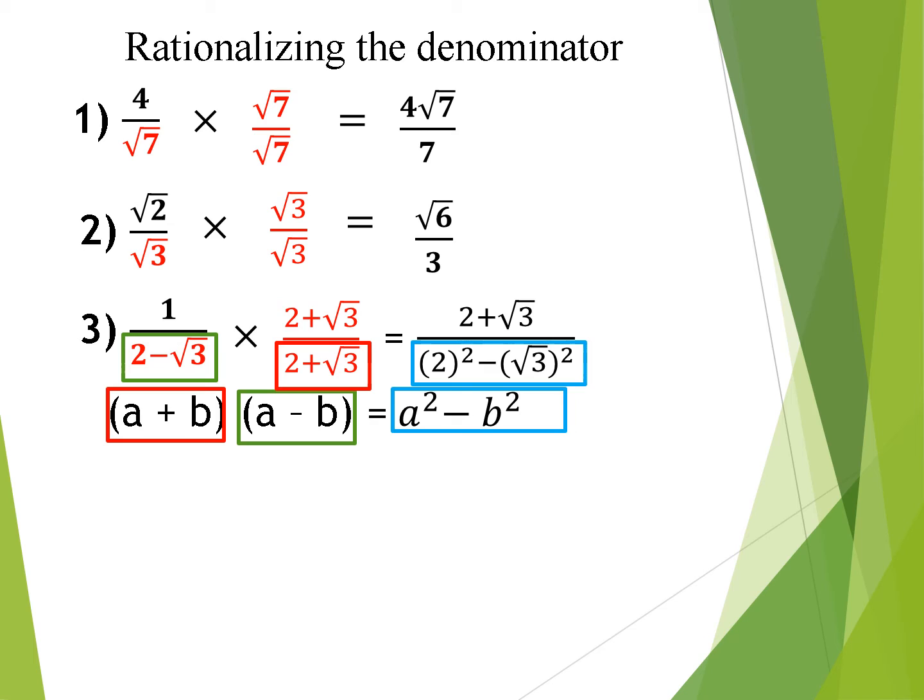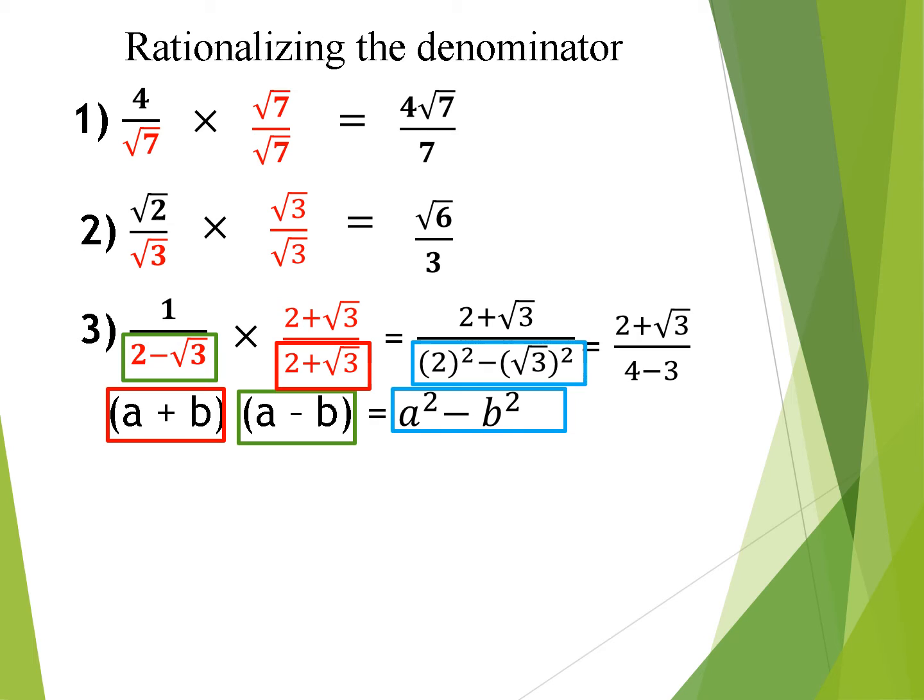Now here, if 2 minus root 3 is given, then 2 plus root 3 is the conjugate of 2 minus root 3. If 2 plus root 3 is given, then 2 minus root 3 is the conjugate of 2 plus root 3. In short, if a plus b is given, a minus b is the conjugate. And if a minus b is given, a plus b is the conjugate. Now let us simplify this further.